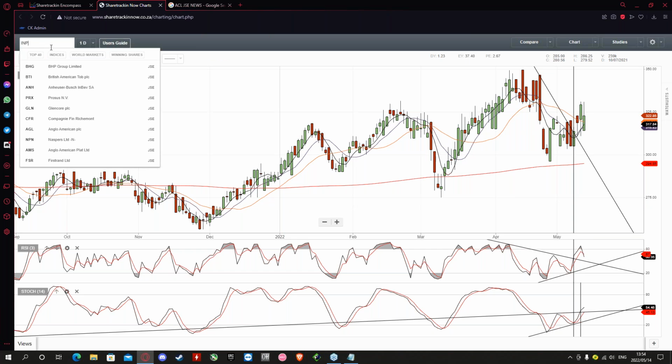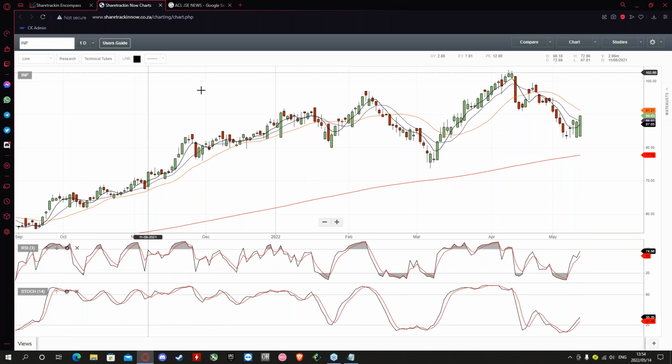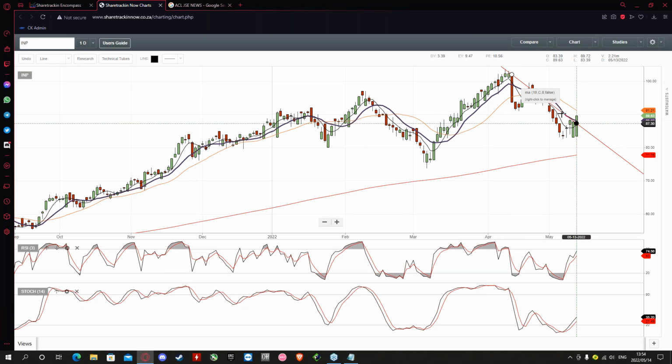If we have to go and look at INP, same thing, take a line, draw it directly on that.